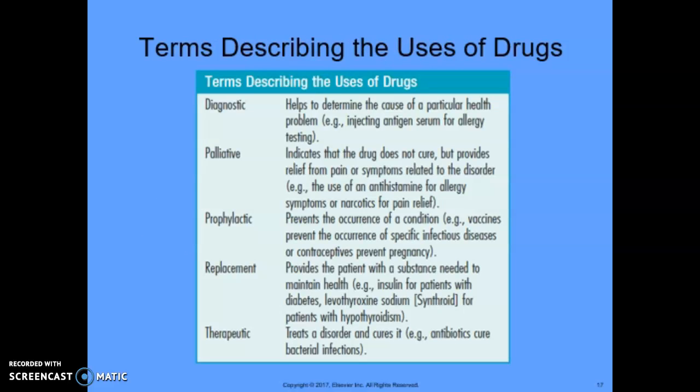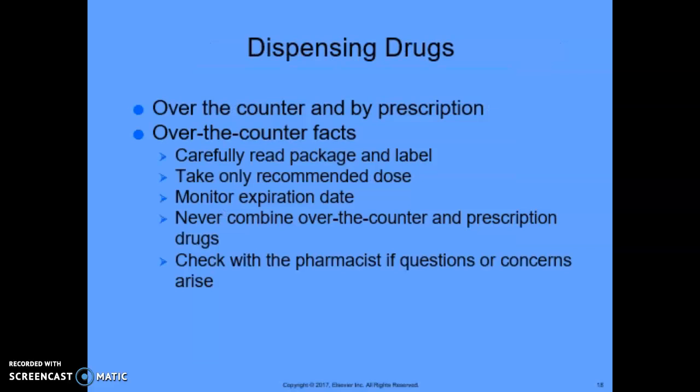And here's some terms that you can find if you want to look in the book and kind of look over the diagnostic, palliative, all of these, the prophylactic, replacement, therapeutic. Again, we've gone through this in pharmacology, but our book has some great simplified resources for that.